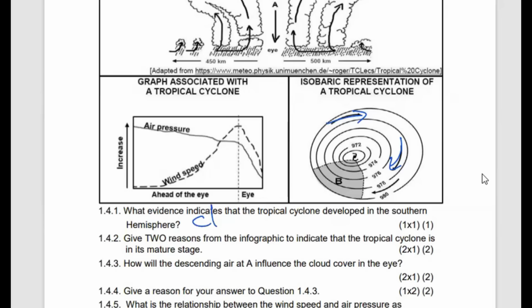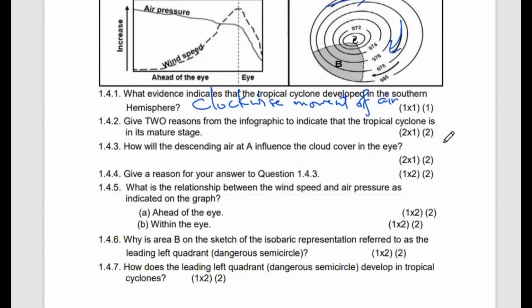So our response is clockwise movement of air. This only happens in the southern hemisphere. We have clockwise circulation into the center of the low, but in the northern hemisphere it is the opposite. So this is typical of southern hemisphere conditions.